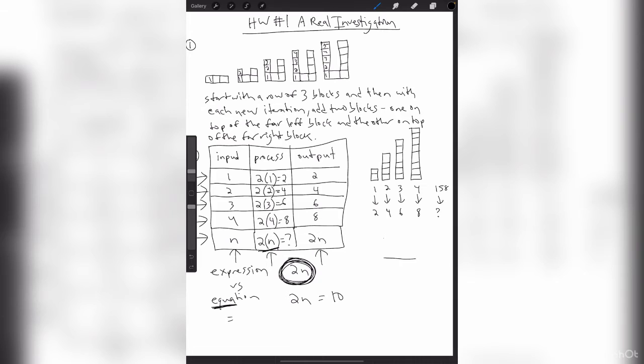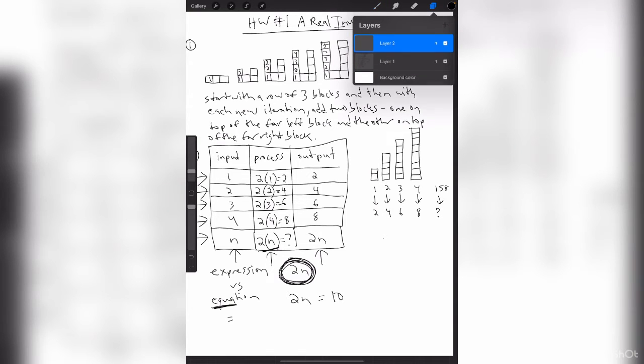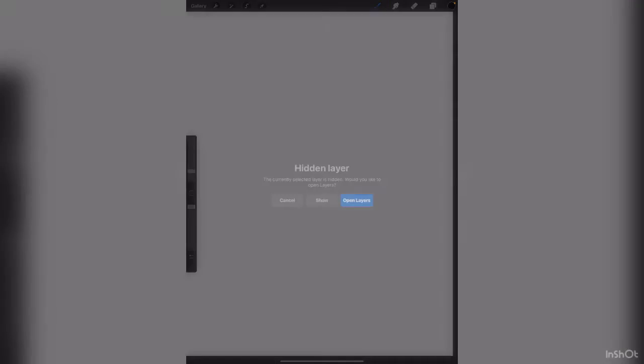So number 3 is similar. Whoops. Let me get rid of that. That is similar. And I'm going to add another layer here and get rid of this one. All right? So number 3 is similar.